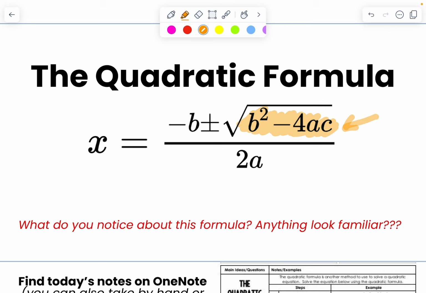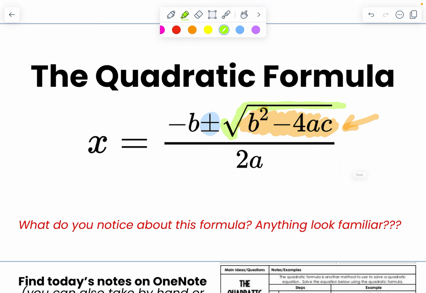Something else that a couple people noticed is the plus or minus. They've seen that before when we're solving radicals. Some other people told me they recognize the radical symbol, which was really cool too. And yes, we actually started out solving by square roots too.